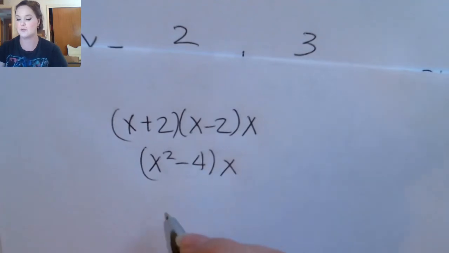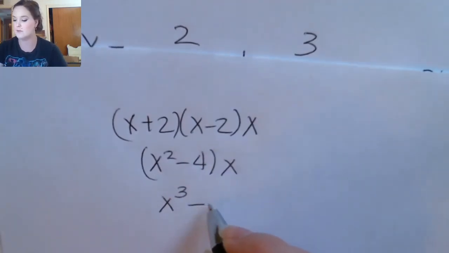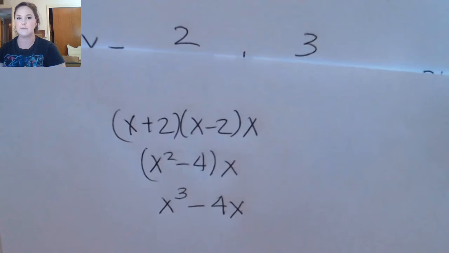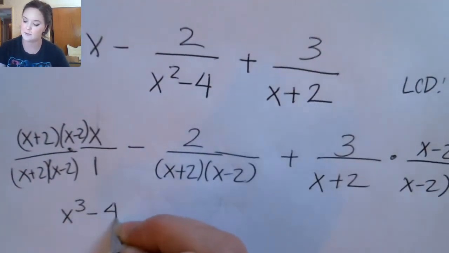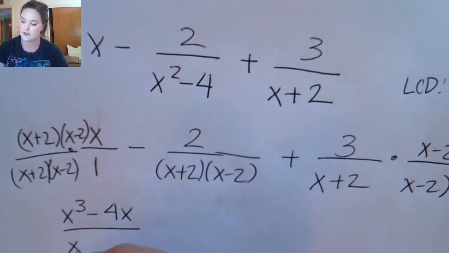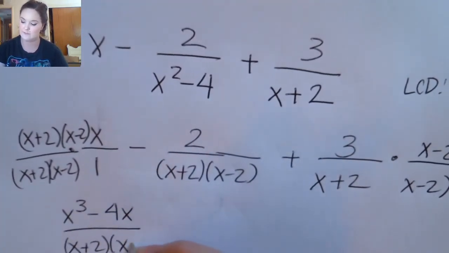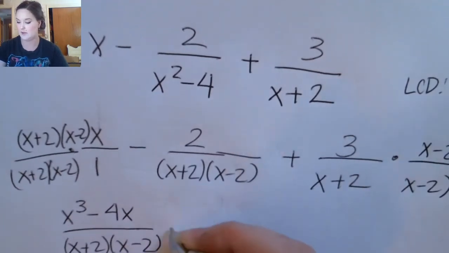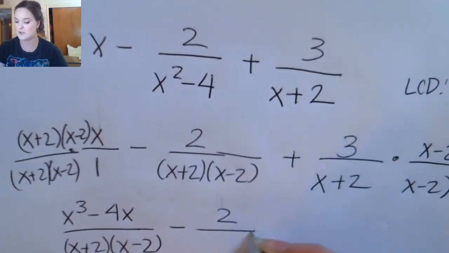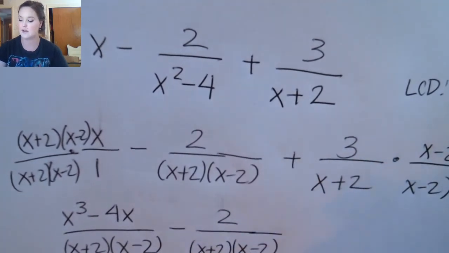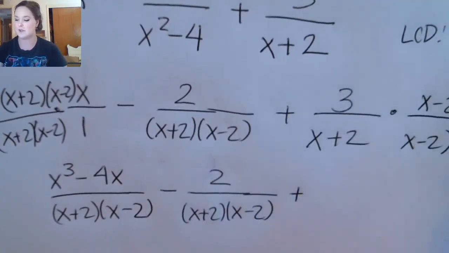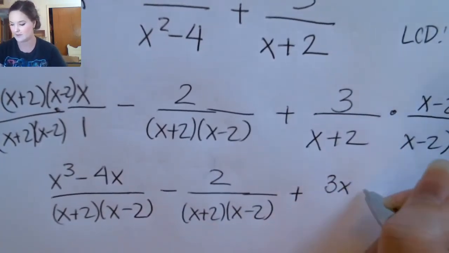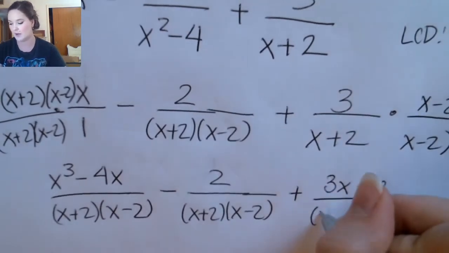Then we're multiplying by x. That'll give us x cubed minus 4x. So that's why I'm going to write that here. I'll write x cubed minus 4x over x plus 2, x minus 2. Now here I already have my common denominator. Not doing anything to that fraction. And here I'm also going to multiply it out. I have 3 times x minus 2, so that'll be 3x minus 6 over my common denominator.